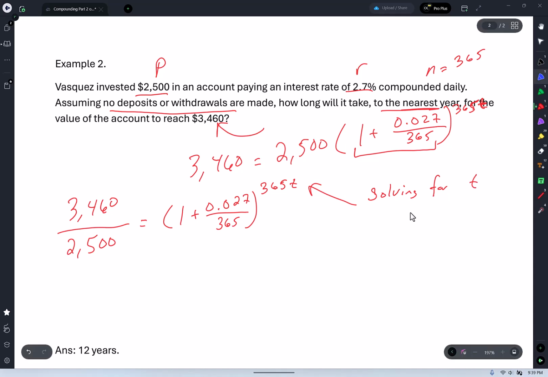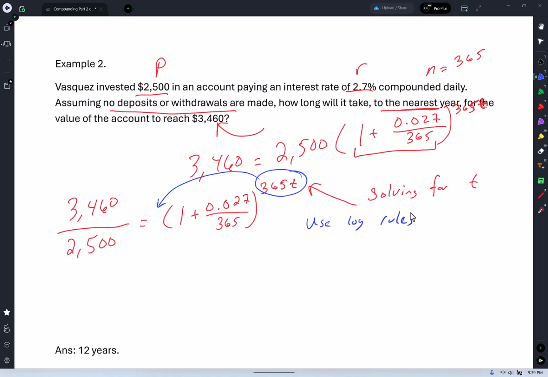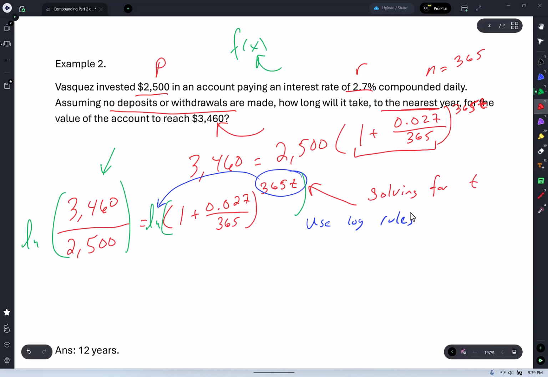All right, the next move. I need a way to bring this down because I'm trying to solve for t. And so we're going to use our log rules. So if I write ln on one side, it's ln of all this, right? I have to write ln on the other. And this is your argument. What I mean by argument, that's like your f of x, that's an argument. So this is the argument that goes inside of natural log of your ln. That's the argument of ln. So here we go. I'm going to move this to the front. So now I have ln of 3,460 over 2,500.